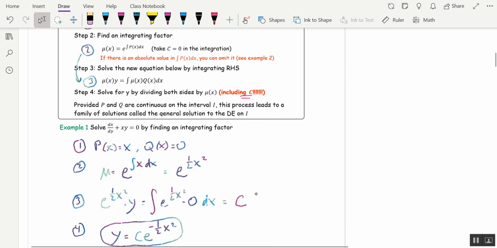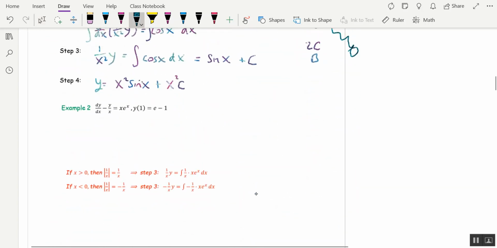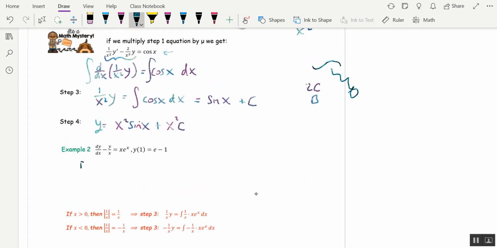Okay, now this example here is going to explain why you're allowed to get rid of the absolute value if you end up with 1 in your integrating factor. Step 1 is done. This is already in standard form, but let's identify p and q. P is negative 1 over x, and q is x e to the x. Step 2, our integrating factor, mu, is e to the integral of negative 1 over x dx, which is e to the negative ln absolute value of x.